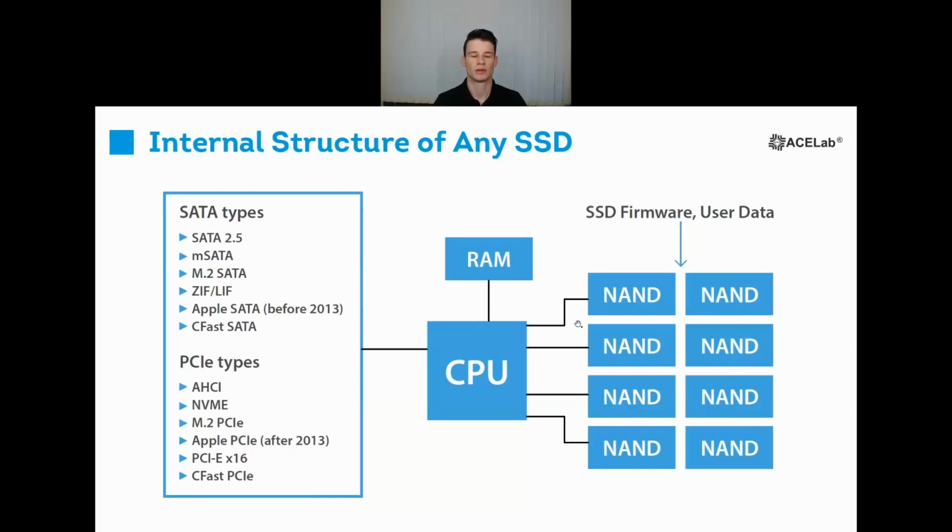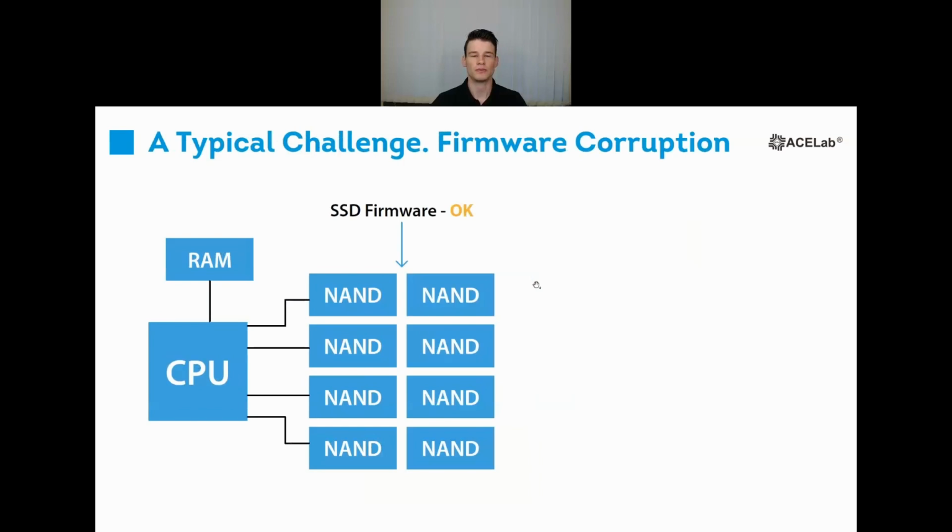But before we talk about it, let's discuss the internal structure of any SSD. First of all, we have different types of interfaces. They can be divided into SATA types and PCI Express types. Then CPU, RAM, and the NAND chips on which all the data is situated. We are talking both about SSD firmware and user data. So the main, typical challenge is firmware corruption.